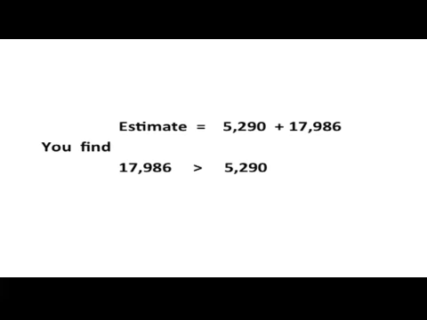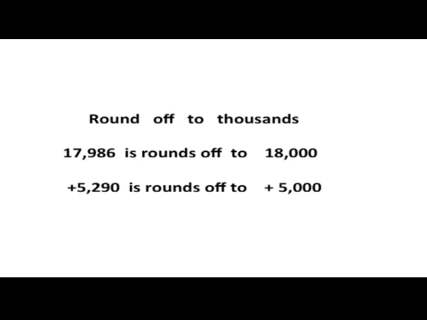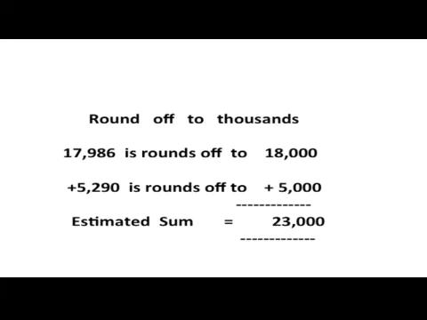In the first, estimate 5290 plus 17,986. You can see 17,986 is greater than 5290. We want to round off to thousands. 17,986 may be rounded off to 18,000, and 5,290 may be rounded off to 5,000. So, the estimated amount we can calculate is 23,000. Does the method work? You may attempt to find the actual answer and verify if the estimate is reasonable.